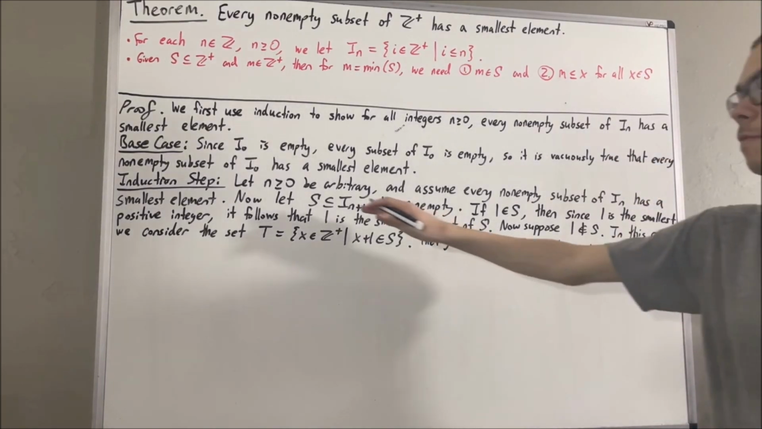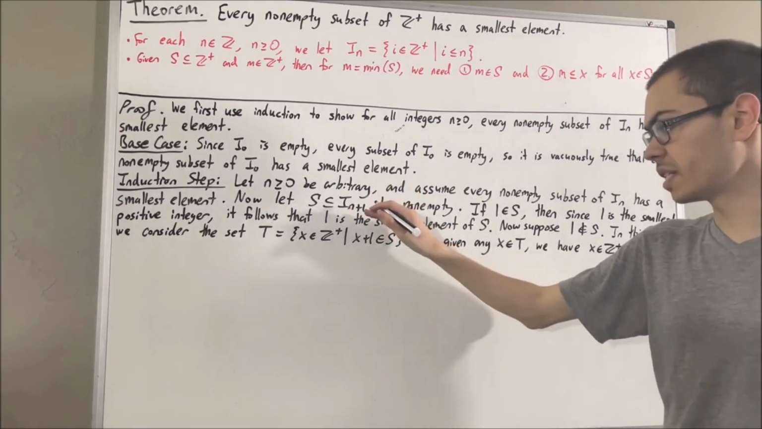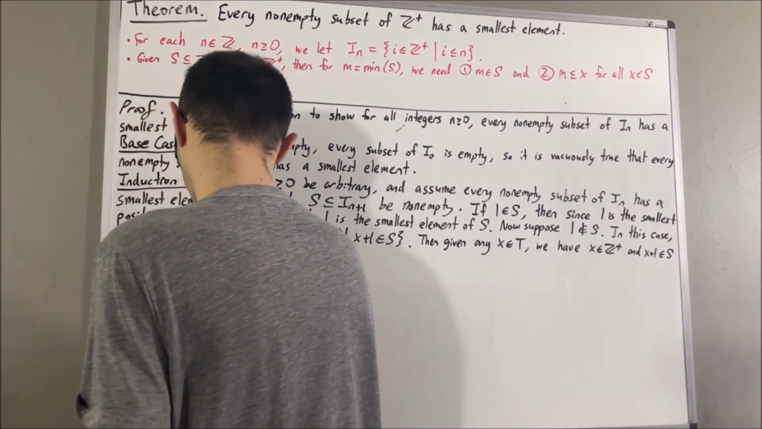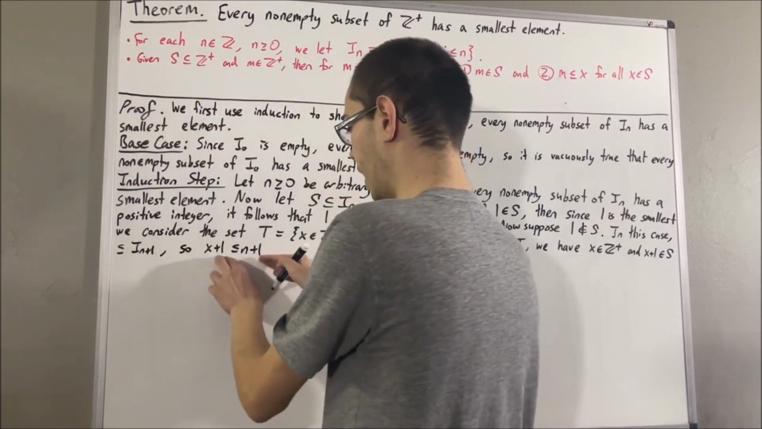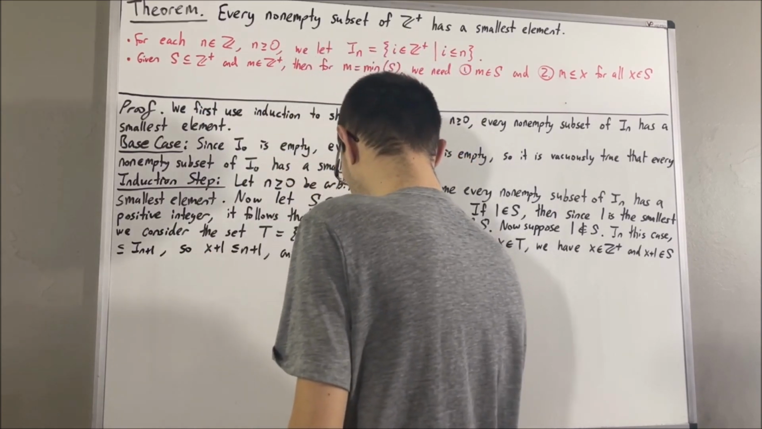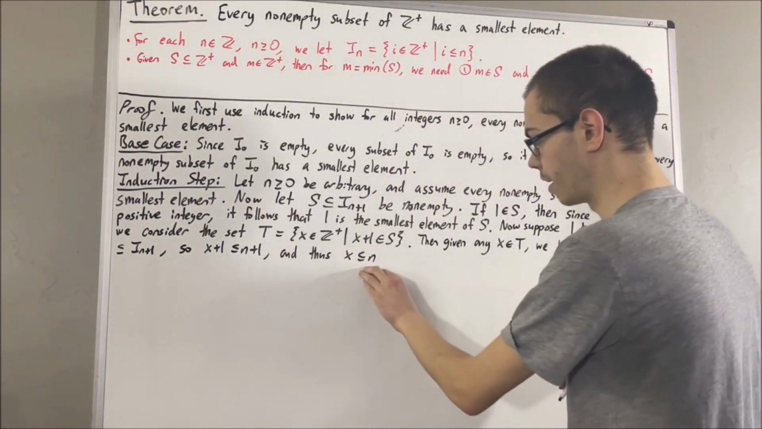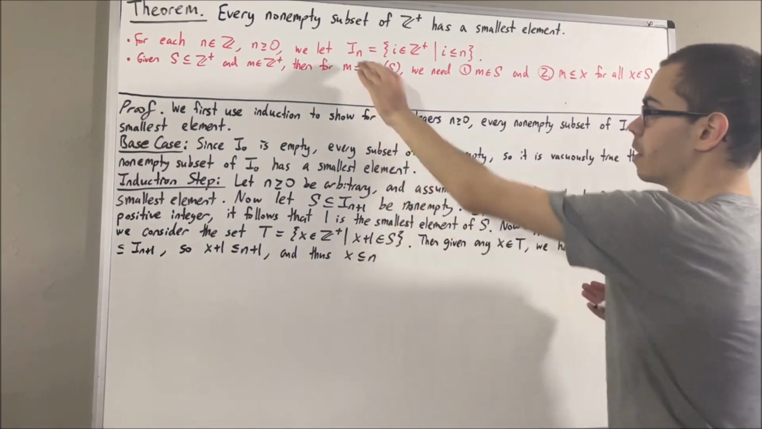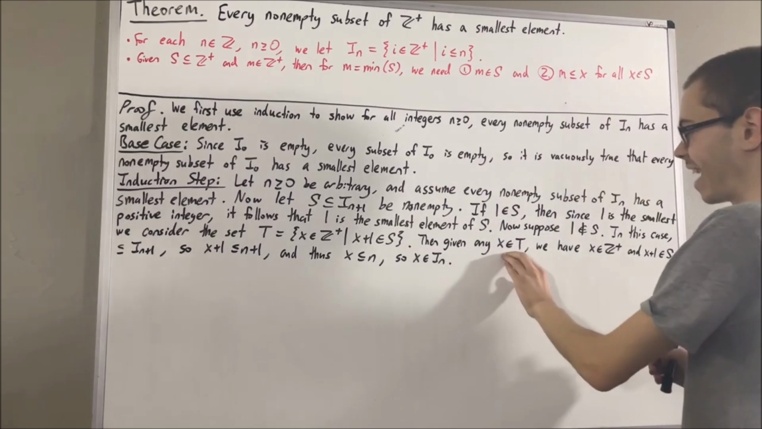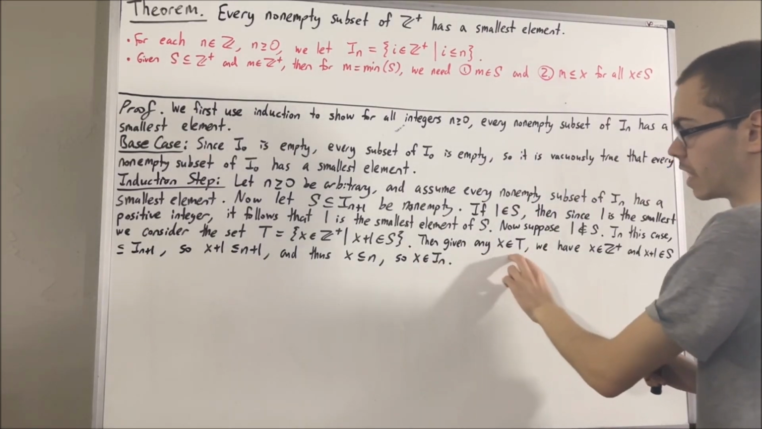And S is a subset of I_{n+1}. So that means x plus 1 is an element of I_{n+1}, which means x plus 1 is less than or equal to n plus 1. So we can cancel out the 1's on both sides, so we're left with x is less than or equal to n. So we have that x is a positive integer such that x is less than or equal to n, which tells us x must be an element of I_n. So putting this all together, if x is any element of T, then x is an element of I_n, and therefore T is a subset of I_n.